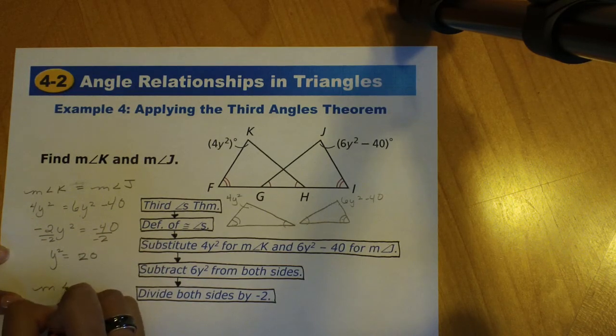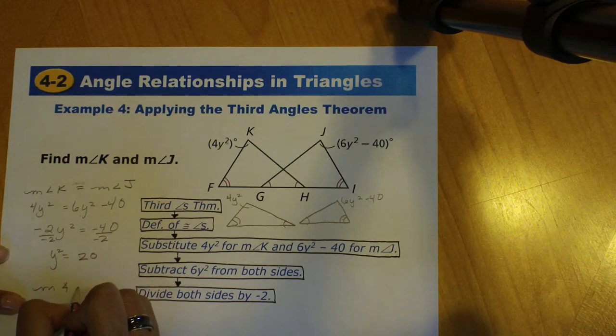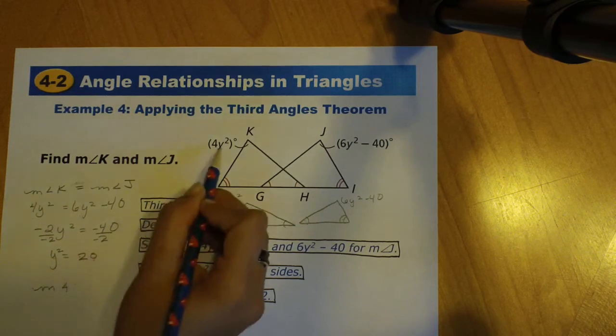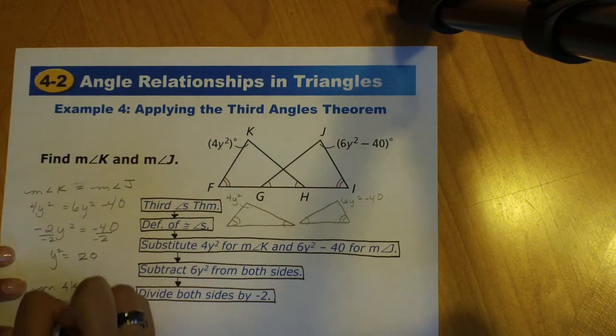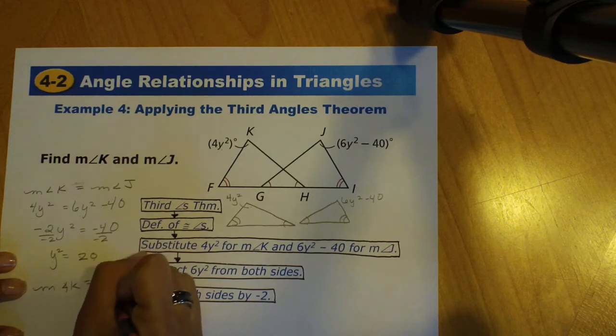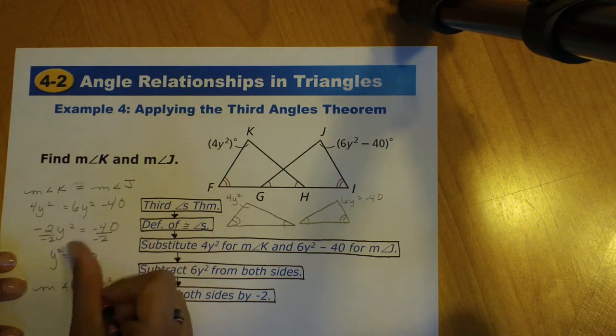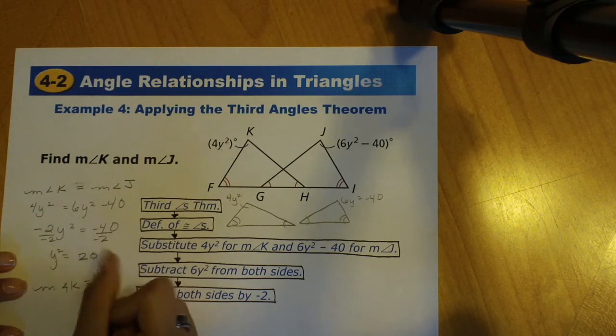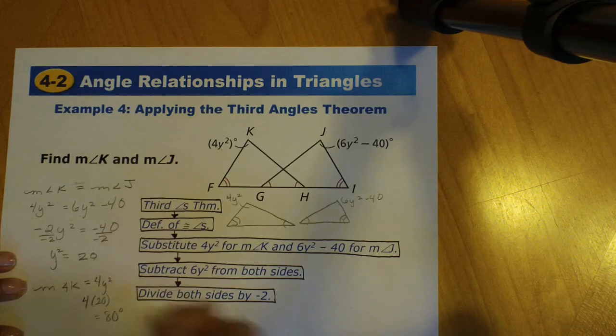which means that the measure of angle K is, oh, you know what? I don't even need to take the square root of both sides because it says y squared. Measure of angle K is equal to 4 times y squared. We know that y squared is 20, so that's 4 times 20, which is 80 degrees.